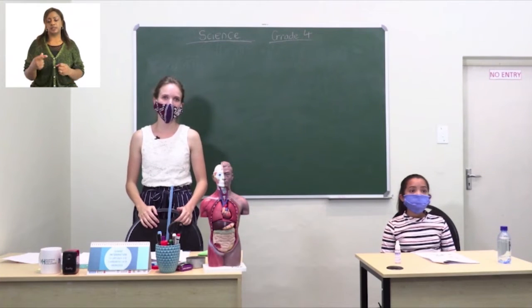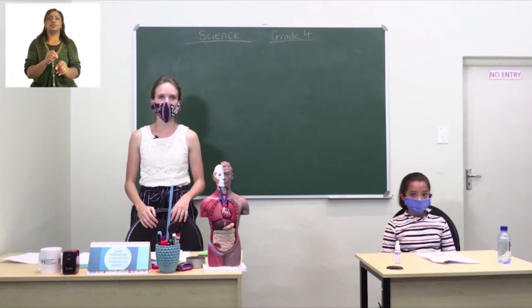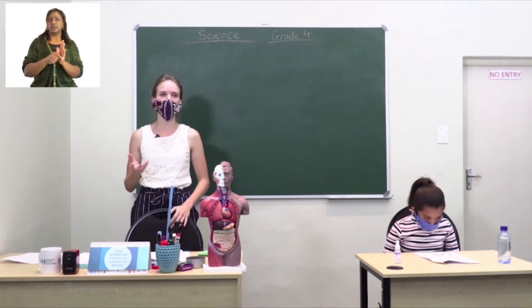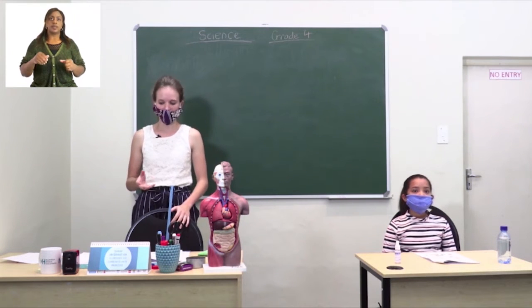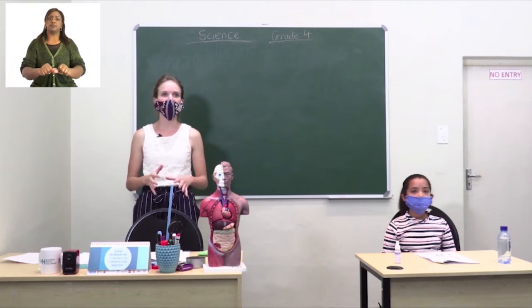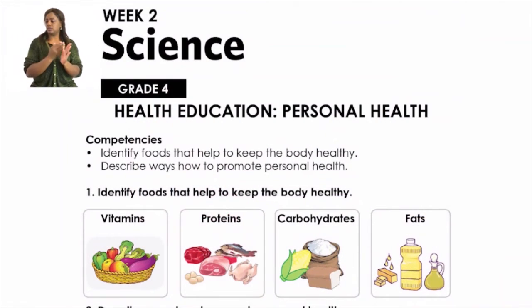Okay, grade 4s. I hope you guys are ready with your workbooks near you. Okay, so in our previous science lesson, we talked about how your behavior can affect your personal health. And we also said that if one person in a family gets sick, that will affect the whole family. So you can open your workbooks on page 26. We are going to talk about number 1, identify foods that help to keep the body healthy.